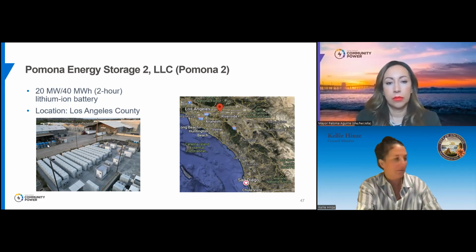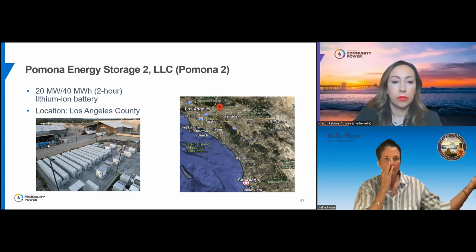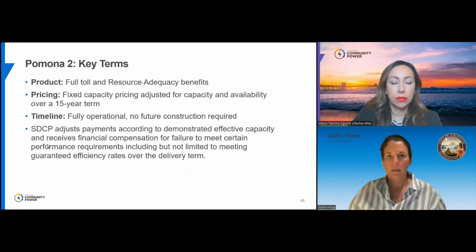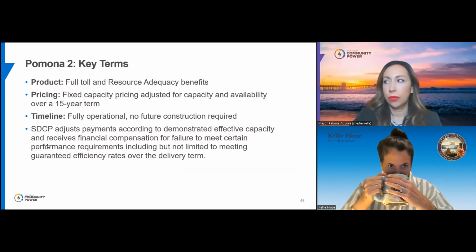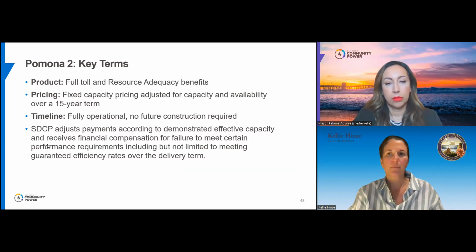Again, in these congested areas, battery storage and carbon-free resources help improve local air quality concerns. The map up there also notes where the point is in the broader LA area. Key terms are really similar to the last contract. We're getting full dispatchability, so it's a full tolling resource with RA. This product has FCDS, so full capacity is already available to us.